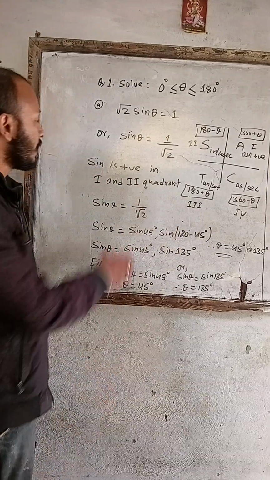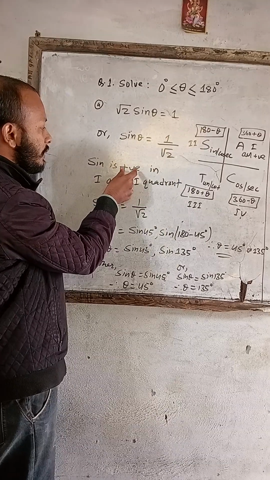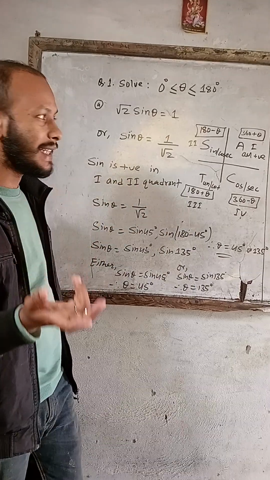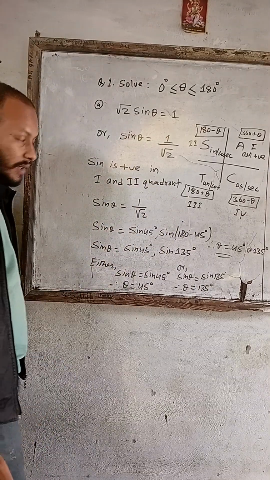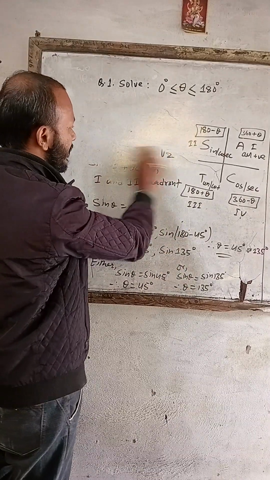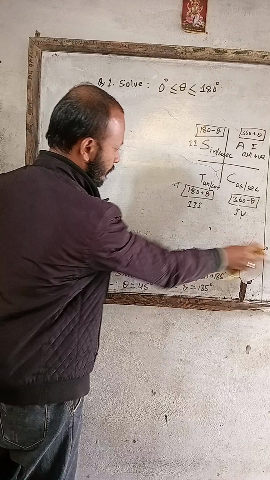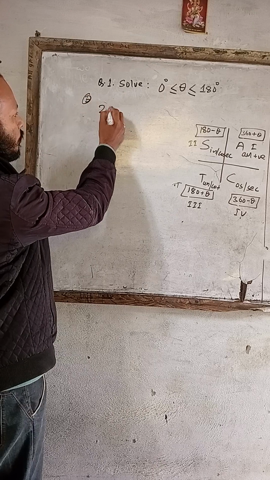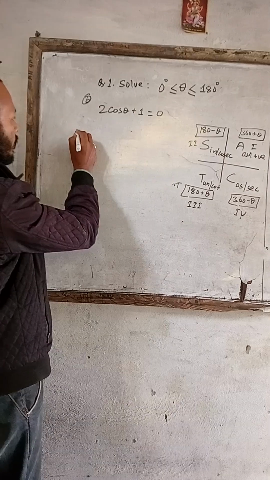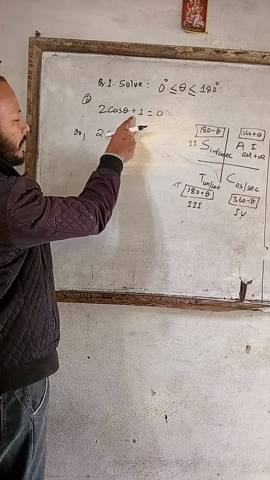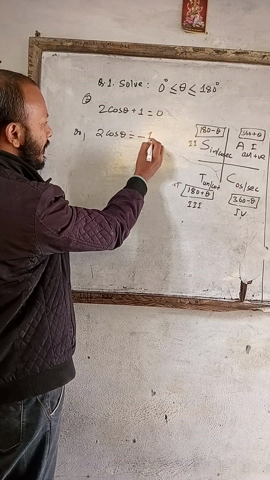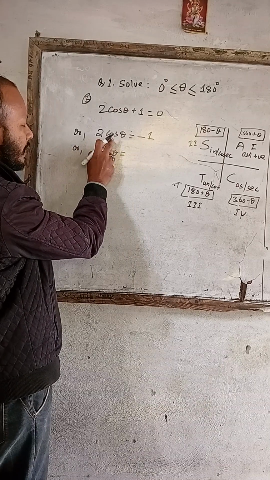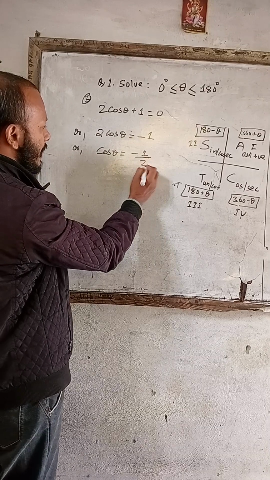Now moving to the next sum. Here the sine was positive, so we found the value of theta when it was positive. Now I am going to show you the second example, where we have to find the value of sine or cos where it is negative. Taking the second example, B: 2 cos theta plus 1 equals 0, or 2 cos theta equals, if you take plus 1 to the other side it becomes minus 1, or cos theta equals, now 2 is in multiplication, so if you take it to the other side it becomes minus 1 by 2.